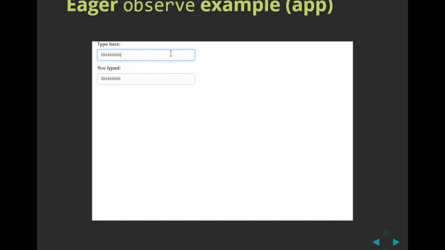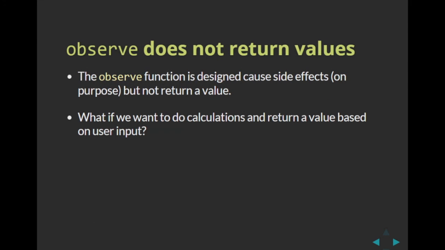And what's the delay? How long is the delay? 500 milliseconds. So the user has 500 milliseconds to quickly type, and then it will update. But otherwise, it's perfectly eager. Everything you type in gets responded. Okay, so observe, eager. But observe does not return any results. So it's causing side effects on purpose, doesn't return a value.